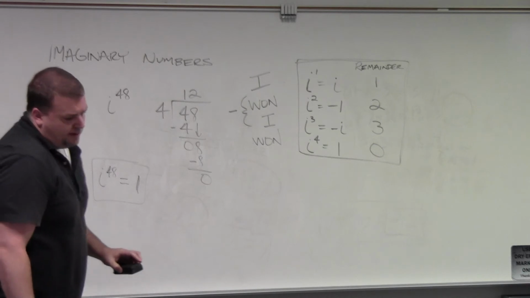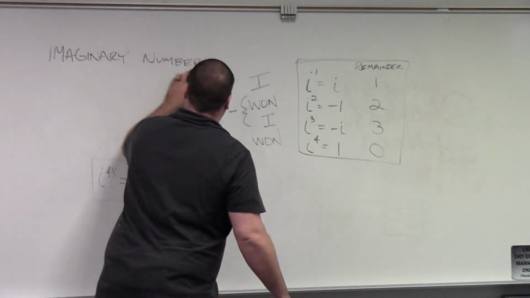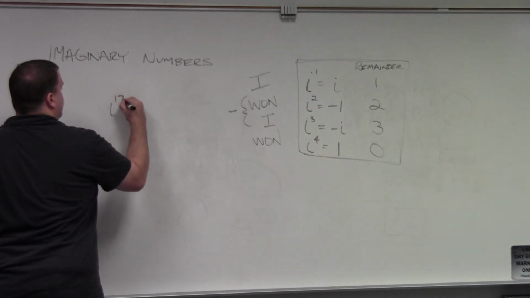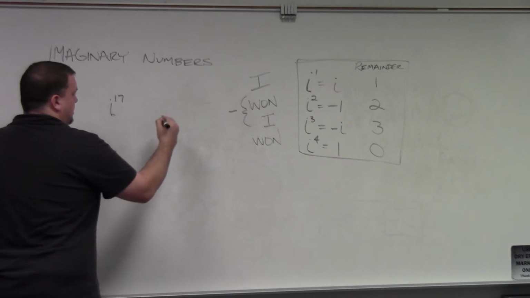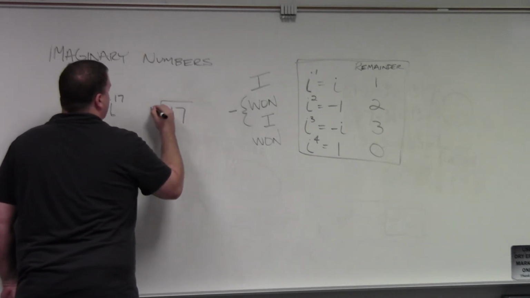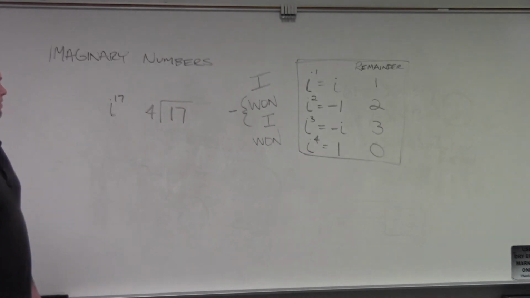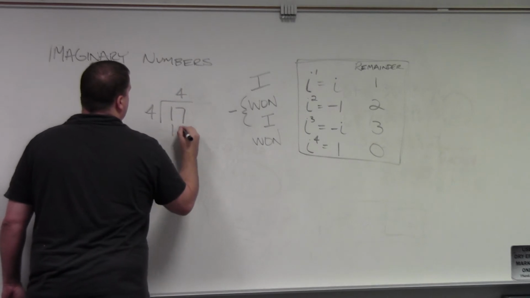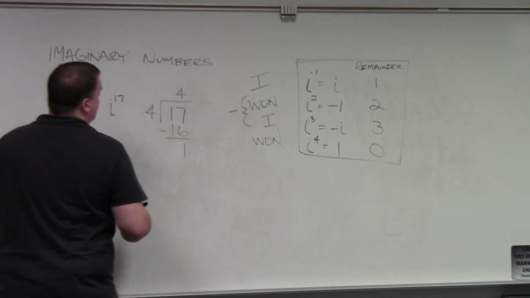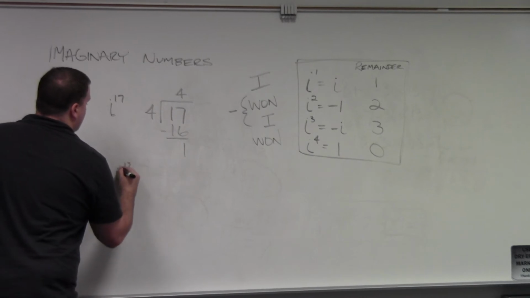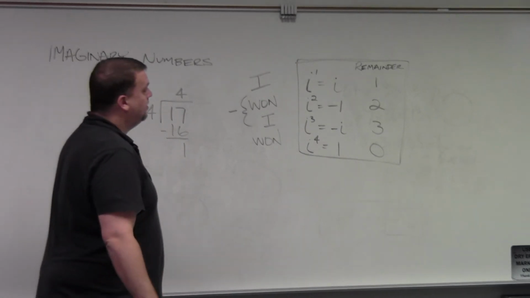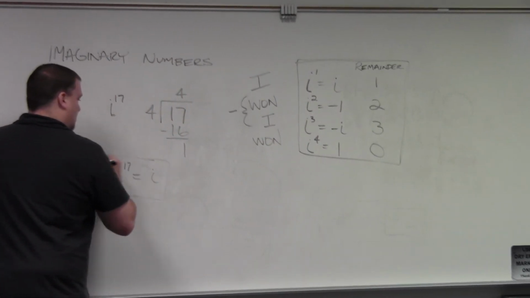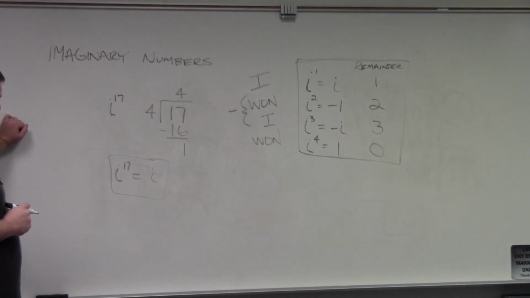All right, so we've got a couple more of the power ones to work out. We have i to the 17th power. Once again, we're just going to take that power and divide it by 4. So 4 goes into 17 how many times? 4 times 4 is 16. What's our remainder? 1. So i to the 17th from our chart really is just equal to i. Exactly. There you go. Piece of cake.